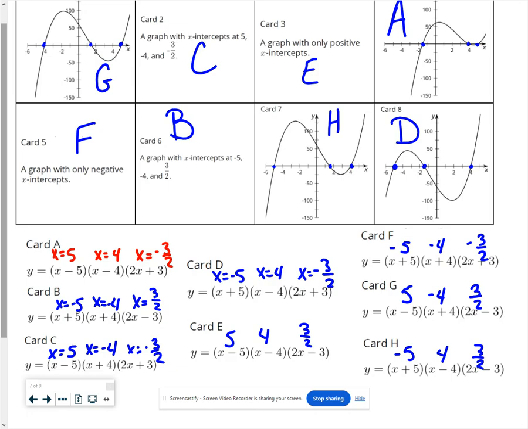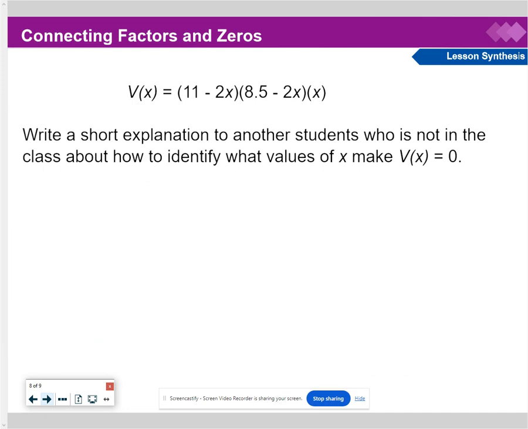I know that probably went kind of fast, but I hope that everybody's okay with how that goes. All right, this is not in your book, but if I asked you to be able to write an explanation, if there was a student in class and we want to know how to identify values of x that make this function, v of x, equal to 0. This looks like our volume functions, right? When we were making a box, it was 11 minus the 2 squares and 8.5 minus the 2 squares, and then the height of the box would be x. So this is a volume function that we were using.